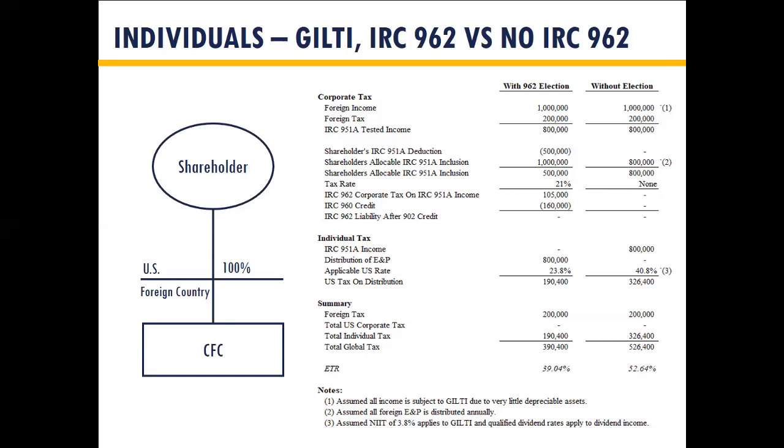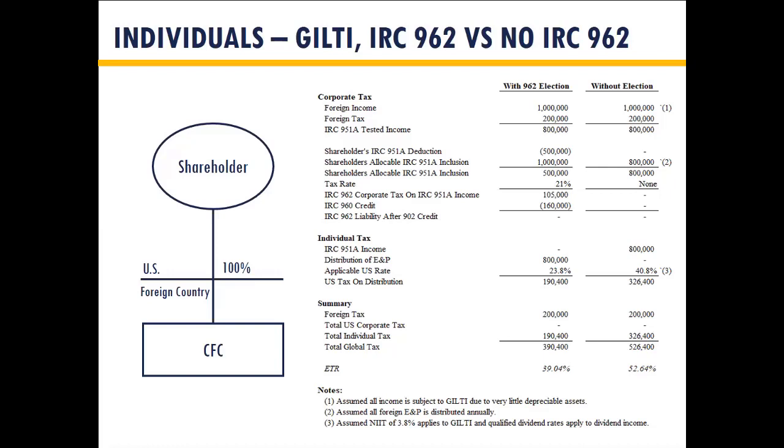One of the variables, again, I just want to repeat because it's worth mentioning. The tax rate that the individual is paying on GILTI income on the left-hand side is the 23.8%. That assumes that the foreign entity is located in a treaty jurisdiction and they're eligible for that qualified dividend rate. But if that entity was located in a non-treaty jurisdiction, then typically that's going to jump up to ordinary rates, and therefore the 962 election might not be that favorable.